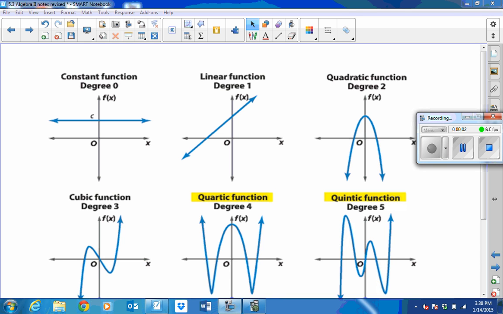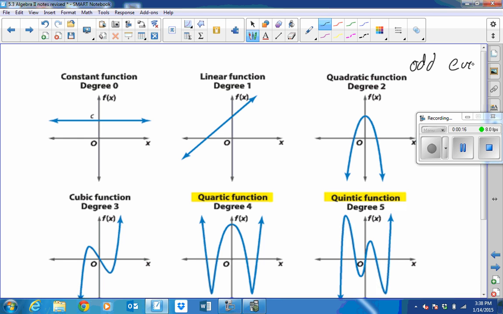I wanted to do a quick video for my Algebra 2 class, quickly summarizing some things that we talked about today. We emphasized today that we were looking at whether a function was odd or even, and whether the lead coefficient, I'm just going to put LC for lead coefficient, is positive or negative, because with those we were focusing on the end behavior.